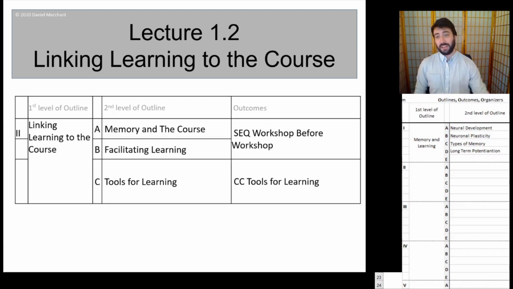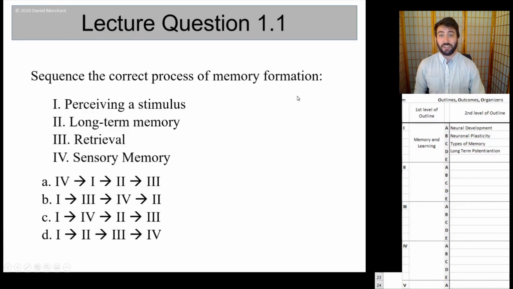Now, before we get to that though, let's talk about that lecture question I posted at the end of the first lecture, where you are supposed to sequence the correct process of memory formation. Now, you have a few options here. You have perceiving a stimulus, long-term memory retrieval, and sensory memory. So, were you able to put them in the right order?